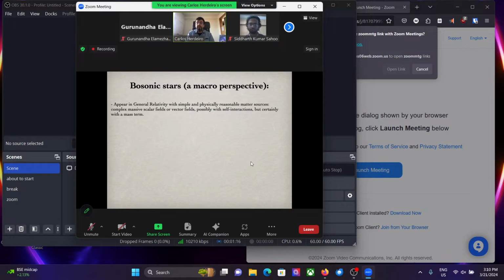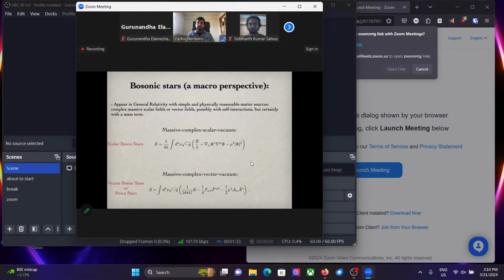But these ones appear in general relativity with simple and physically reasonable matter sources, just a complex, massive scalar field or vector field, complex, massive, so a Proca field, possibly with self-interactions, but certainly with a mass. So these two classical effective field theories that I'm showing in this slide stand out on a simplicity criterion, but are by no means exhaustive. The corresponding solitonic solutions are called scalar boson stars in the first case, or vector boson stars, also called Proca stars in the second case.